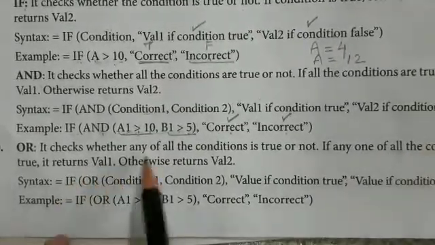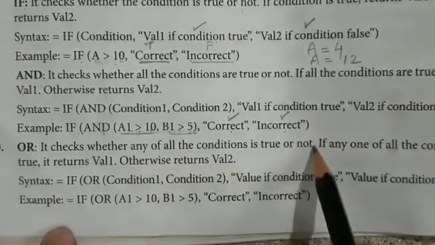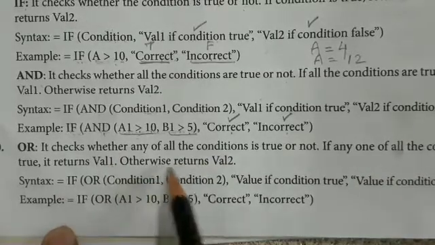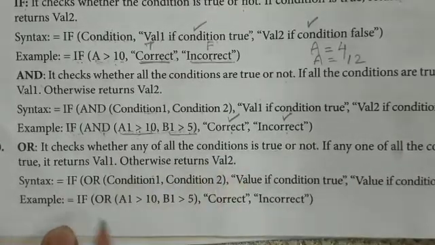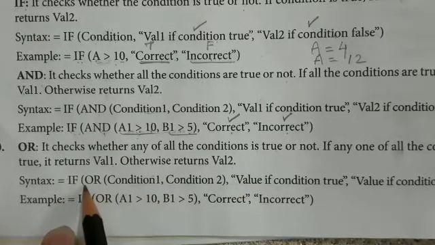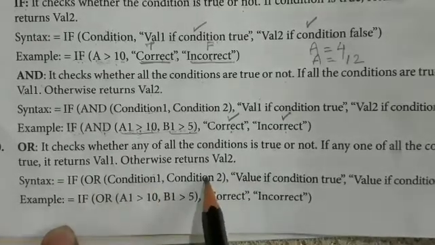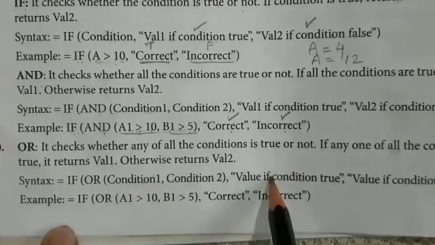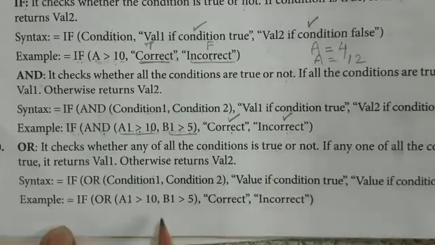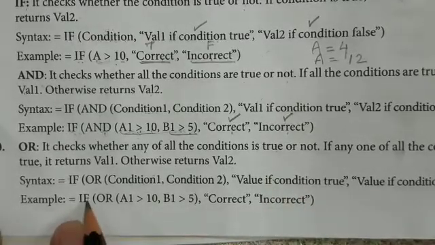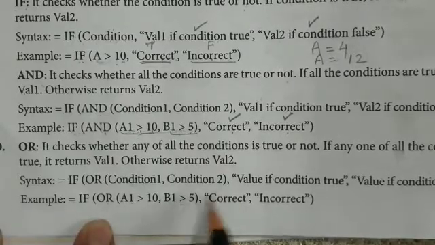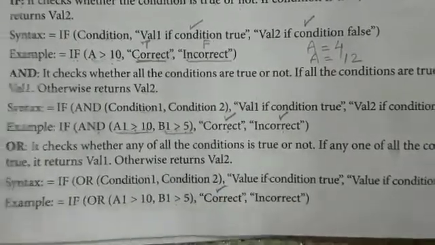OR function, it checks whether any of the conditions is true or not. If any one of the conditions is true, it will return value 1, otherwise it returns value 2. So equals IF, in parenthesis OR, condition 1, condition 2. So here if any one of the conditions is true, it will return this value. For example, equals IF OR A1 greater than 10, or B1 greater than 10, means if either this is true or this is true, it will return the first value.